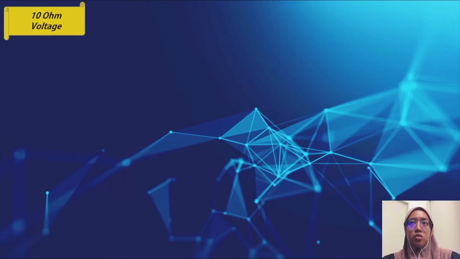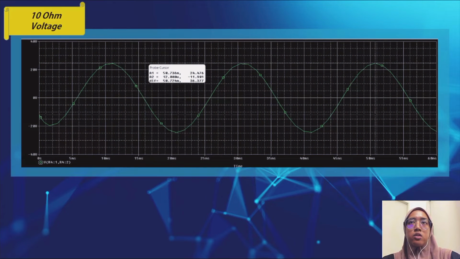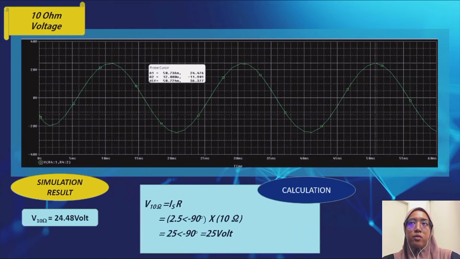For the 10 ohm voltage, we plot on peak voltage, and the value for the simulation was 24.48, and when we calculate using Ohm's law, the value was 25 ∠ -19 degree volt. It is almost the same, but not accurate. Maybe the reading we plotted there was a little wrong.